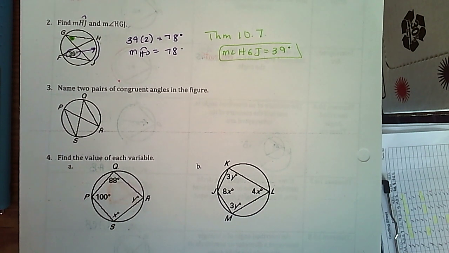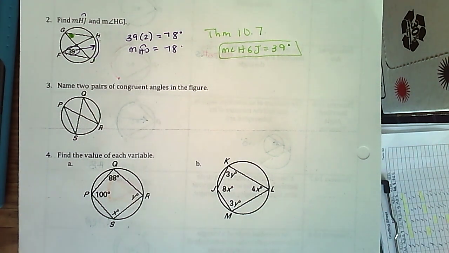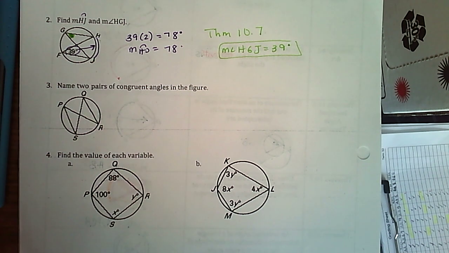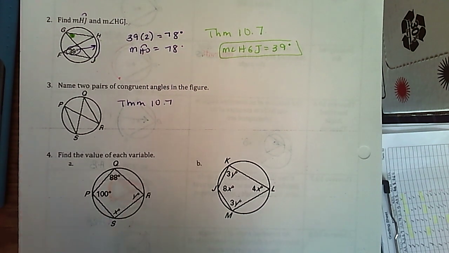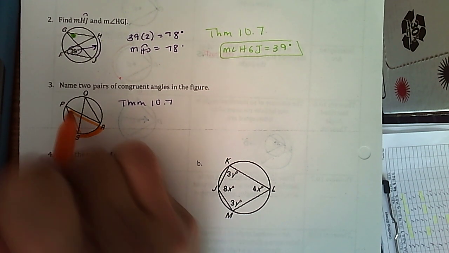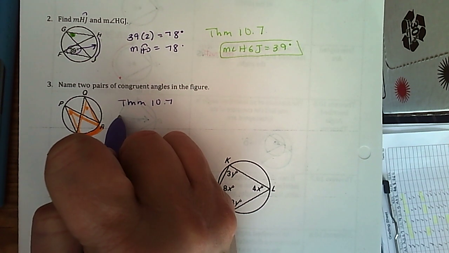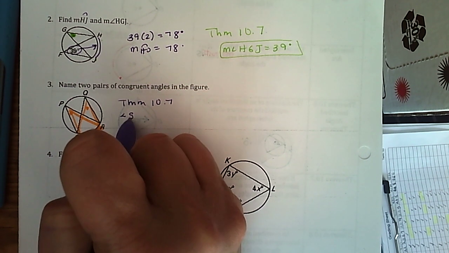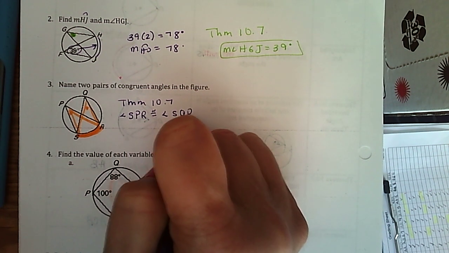Okay, looking at number 3. Name 2 pairs of congruent angles in the figure. All right, so we're looking at 2 pairs of congruent angles in the figure. Again, we're looking at that theorem 10.7. All right, so 2 congruent angles. If they both open up to here, that angle here would be congruent to this angle here. Remember, if they open to the same arc, they have the same measure. So, angle SPR is congruent to angle SQR.